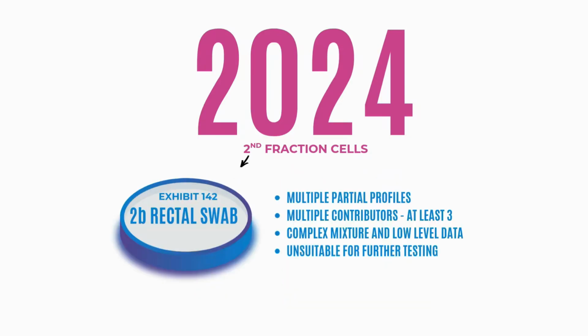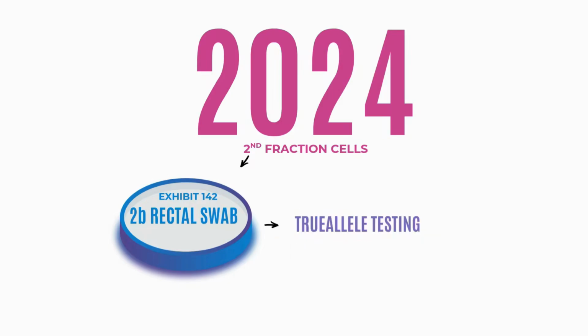Swab 2B had multiple partial profiles with at least 3 contributors. Because of the complex nature of the mixture and the low-level data, no further testing in the normal way could be done. This is where newer technology, true allele testing, was undertaken. I'll do another video on true allele later.